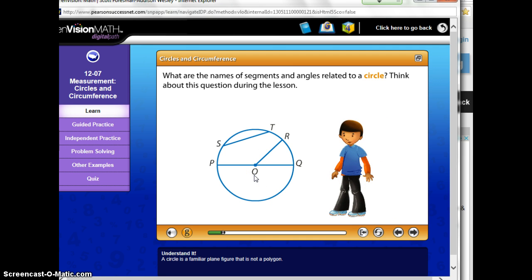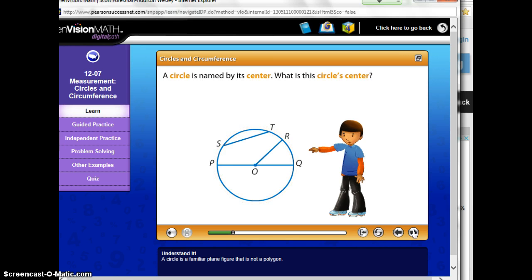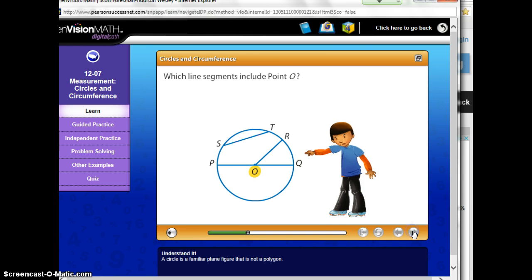O is the center point, the middle, the center of the circle. If you draw a line out from any spot on the circle to O, you'll have the same distance. This circle would be circle O because we always name a circle by its center. The circle's center point is O.